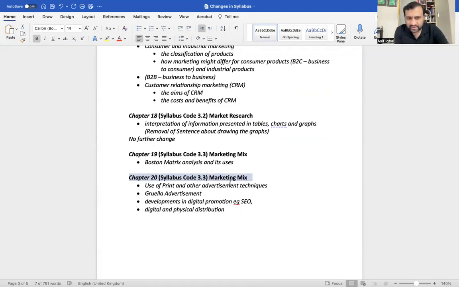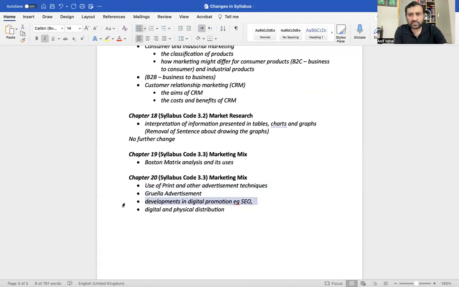Again, chapter number 20 of Peter Stimson, the syllabus code remains the same because the syllabus code for this chapter is the same. The name is the same, marketing mix. What has been added? The use of print and other advertisement techniques. If you remember, we used to do above the line and below the line marketing techniques. Now it is presented in the syllabus in a different way. We need to study the concept of print and other marketing advertisement techniques. For example, there is an advertisement technique called guerrilla advertisement that has been added to the syllabus.